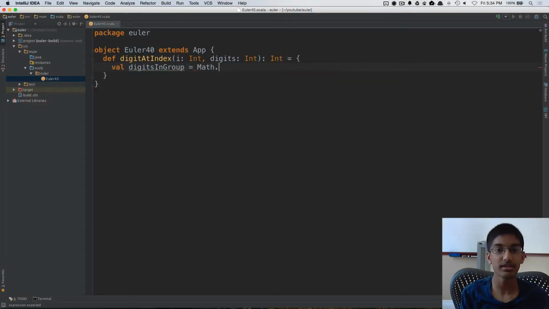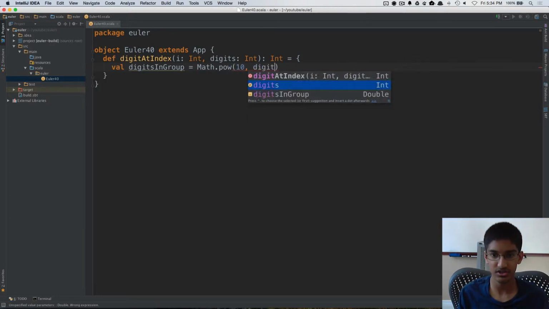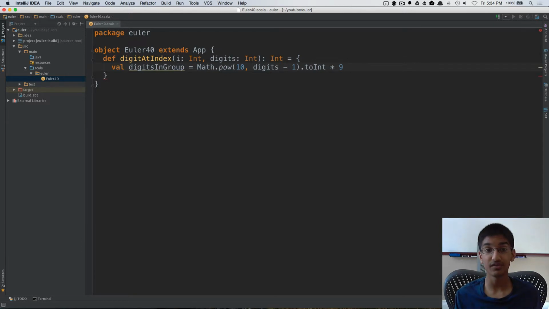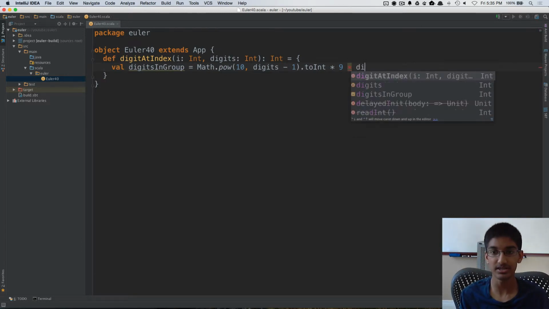So I'm going to do math.pow to do the power, 10 raised to the number of digits minus 1. I'm going to convert this to an int because we know this is going to be an integer. And I'm going to multiply this by 9. So this gives us the total number of numbers. To find the total number of digits, we just multiply this by digits.